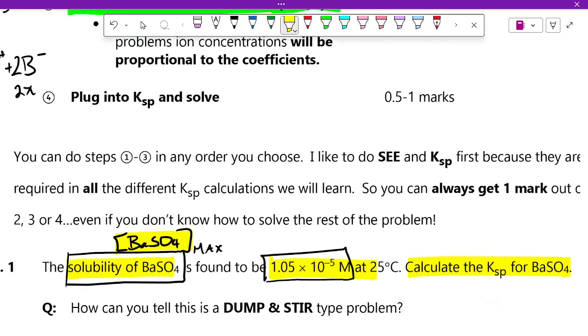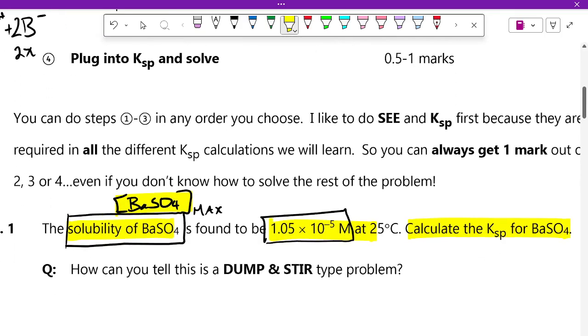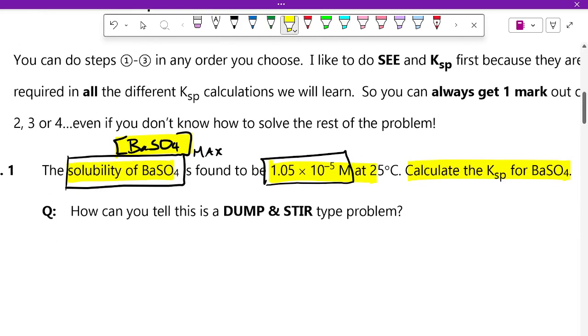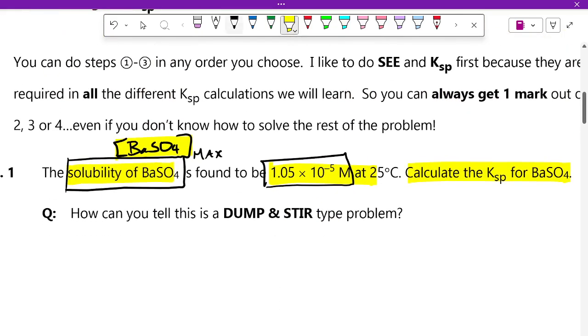We're not going to worry about how you know this is a dump and stir problem. You can tell because you're only given one compound, one compound that you dump in and then you stir it. Okay? Let's just actually do the problem here.